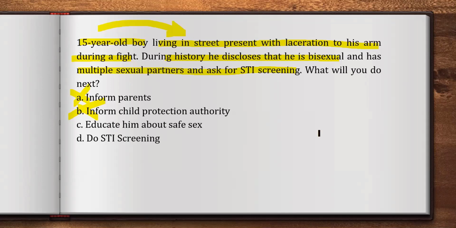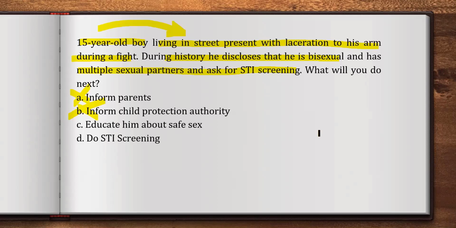Yes, you should, obviously. Because for more than 14-year-old, it's a mature minor, and more importantly, he is independent, living in the street. So obviously, we'll do an STI screening for him.